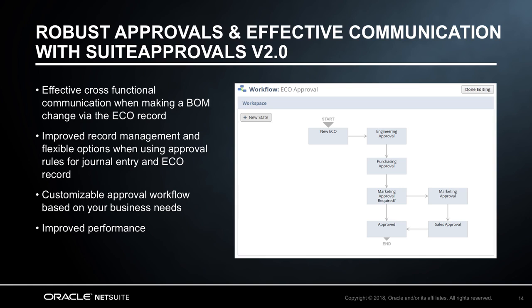Using Suite Approvals 2.0, the Workflow Approvals feature, you can identify exactly who has to be involved in approving the change. The enhancement provides flexibility, transparency, and effective communication on all required coordination across all departments involved in the approval process, while changing anything on an assembly item's bill of materials and approval rules for journal entries.